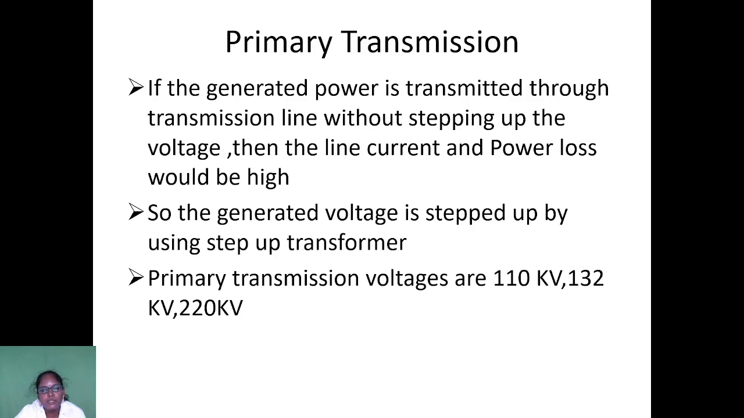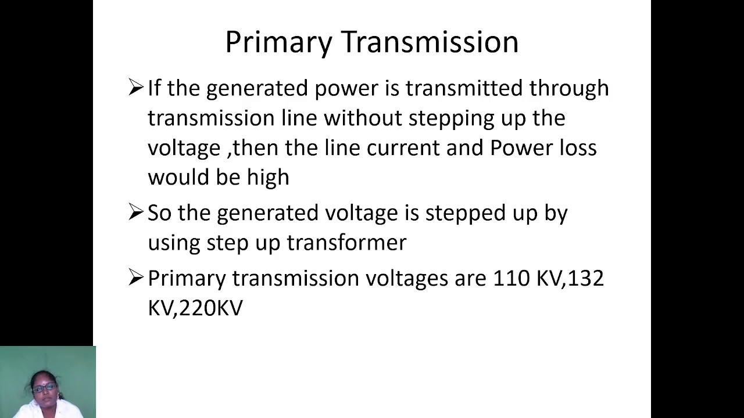Means with the less current and reduced power loss, we are using the step-up transformer. So the generator voltage is stepped up by using the step-up transformer in the primary transmission. So the normal primary transmission voltages are 11 kV, 132 kV and 220 kV.